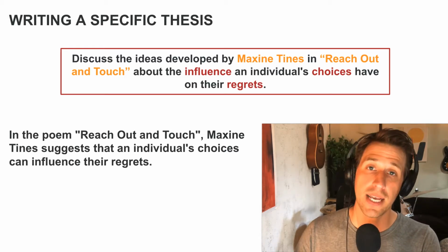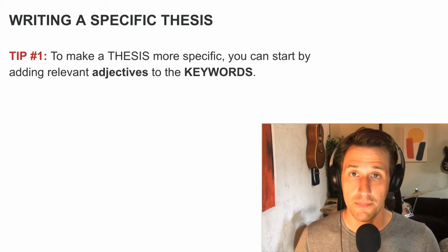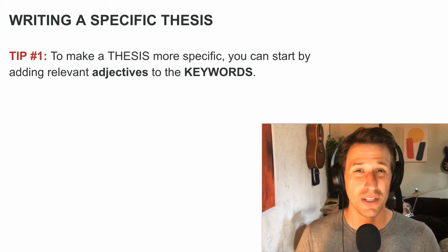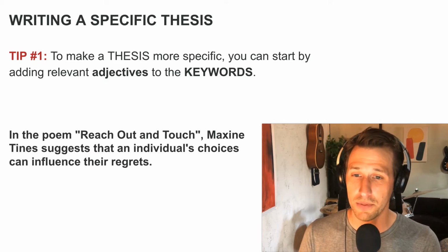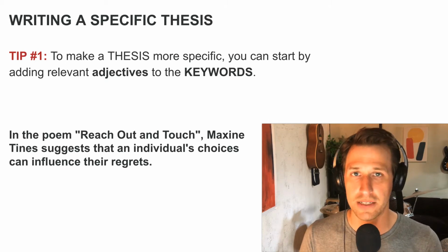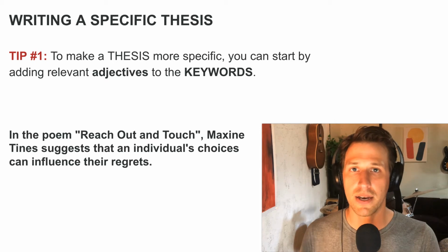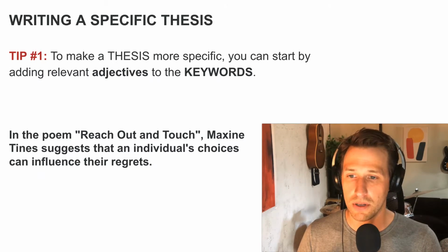So how do we take this and make it more specific? Tip number one, we're going to start by adding a couple adjectives in it. And this will help us really focus in on this one text, because when I look at this one again, I think about, okay, an individual's choices influence their regrets. That could be about any text. I mean, that could be about one of the short stories we read. It could be about really anything. So let's try to narrow that down.